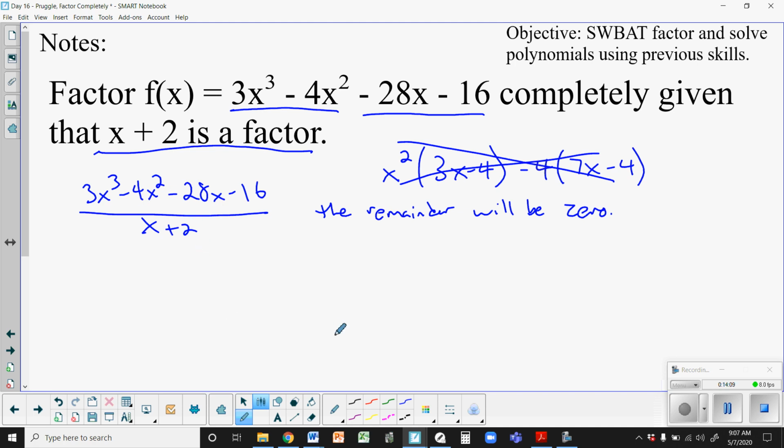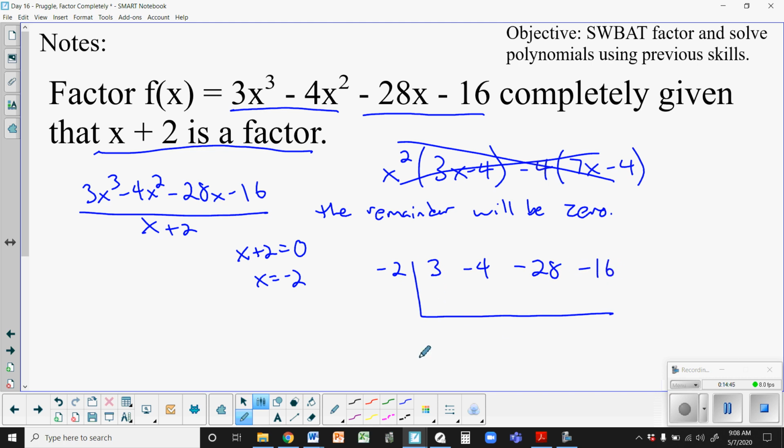Which method do you want to use? If you said synthetic division, that's something I find works pretty well. You can also do long division, whichever you prefer. So if we do synthetic division, x will equal -2, because we want to solve for the 0 first. So we're going to basically substitute in this 0 of -2. We know it's already a 0 of the function. And let's do synthetic division now. So we have 3, -4, -28, and -16. So what's the first step? That's right, bring the 3 down.